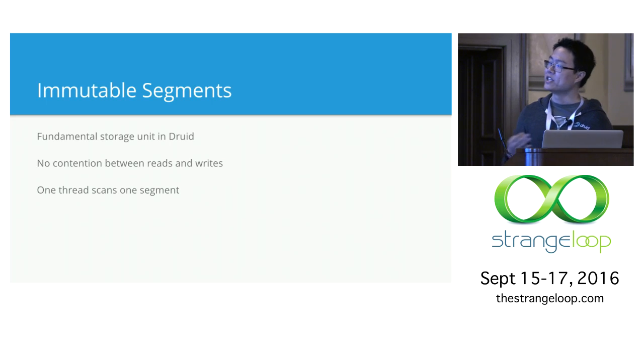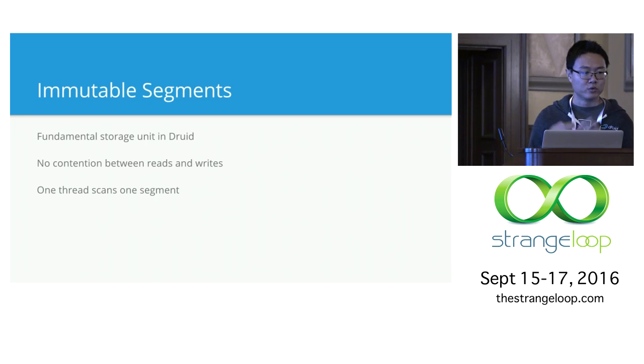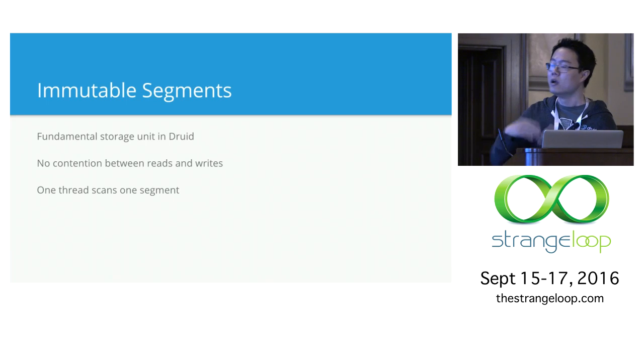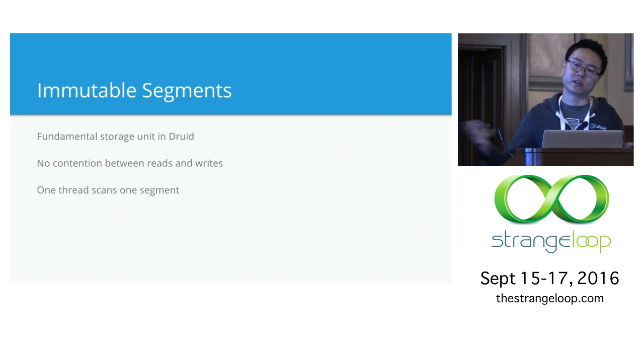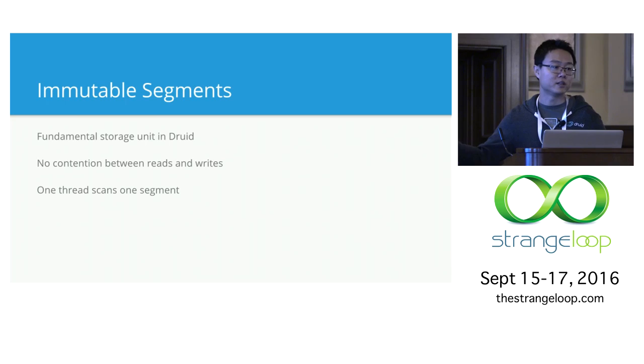And the parallelization model in Druid is that you use one thread, one JVM thread, to scan one segment at a time. So if you want to scan more data in parallel, if you want to scan more segments in parallel, you basically just add more CPUs to your cluster. So it's a nice way of being able to linearly scale the cluster.